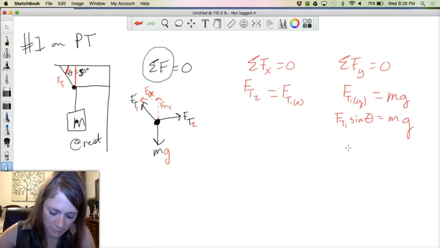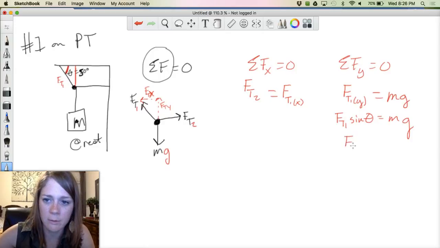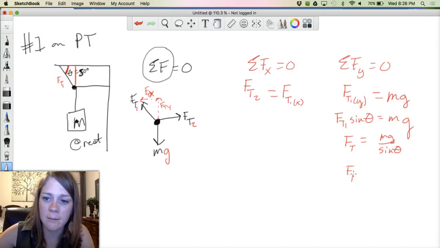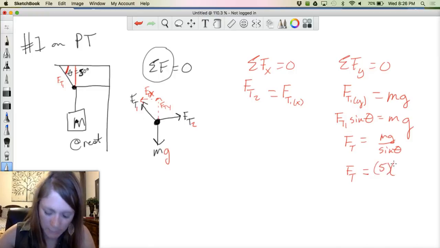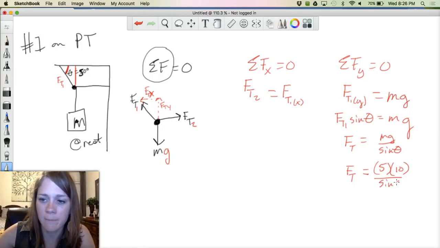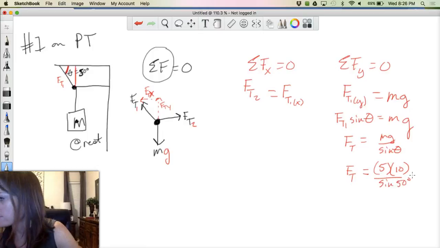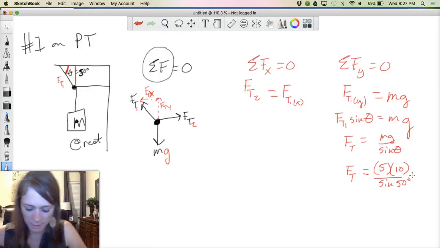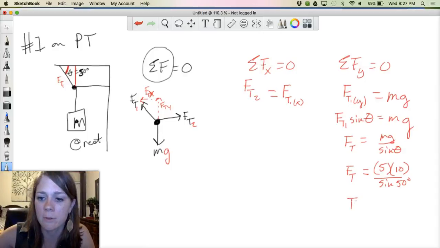Therefore, the tension force is going to be mg divided by sine theta. The mass is equal to 5, g is equal to 10 or 9.8, and sine of 50 degrees goes there. And when we do all of that math, we see that the answer is 64 newtons.